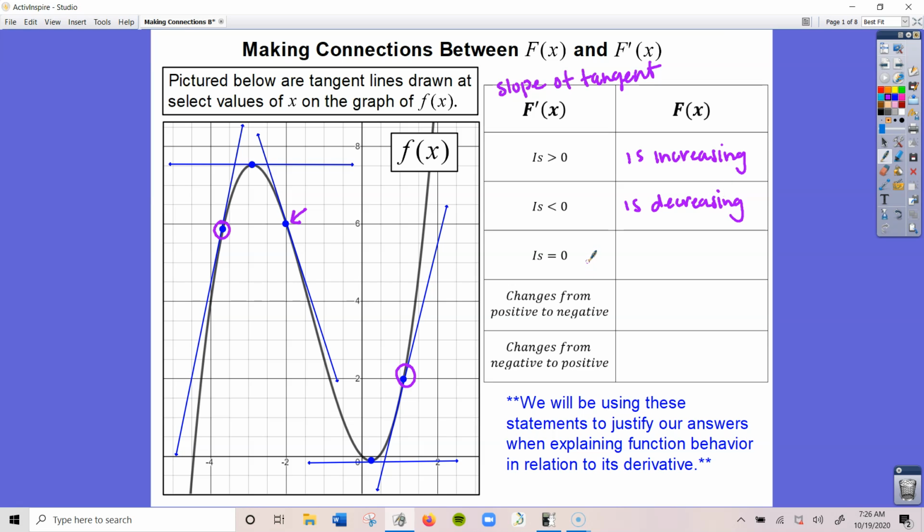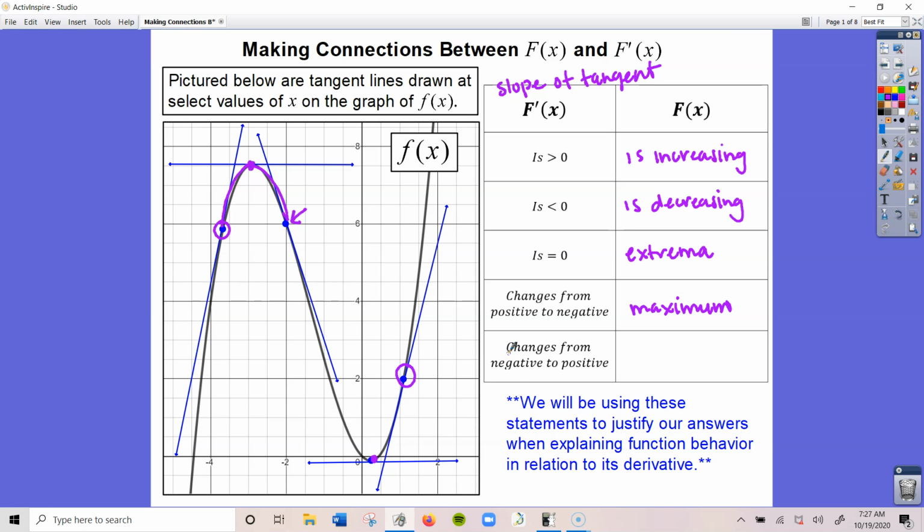And finally, we have a horizontal tangent line, which is here and here. When our derivative is equal to 0, that's the horizontal tangent, then that's where we have extrema. So f of x has extrema whenever our tangent line is horizontal. Now, when your derivative, your slope of your tangent line, changes from positive to negative, so that would be when our function changes from increasing to decreasing, that's where we have a maximum.